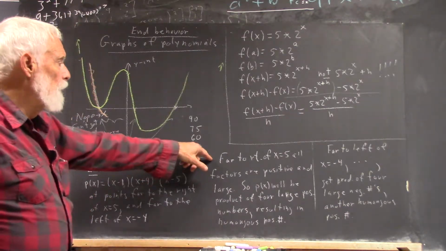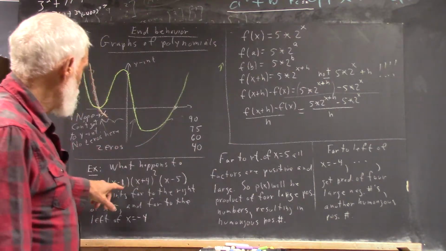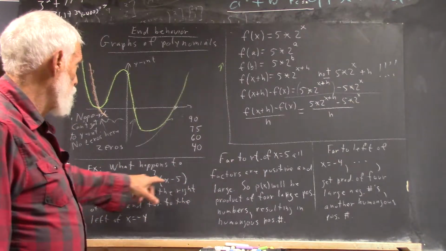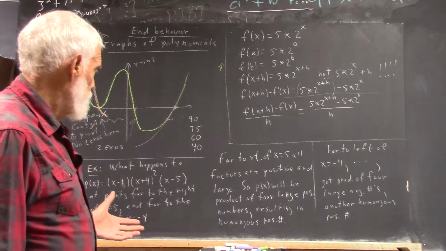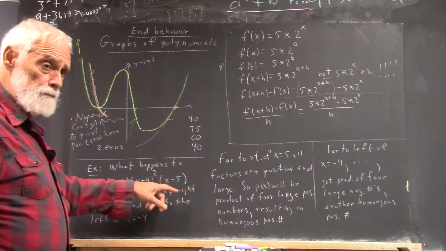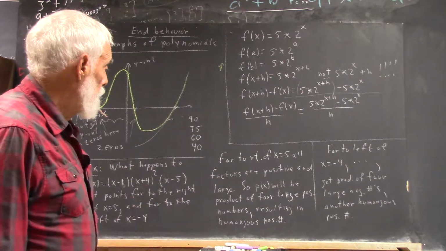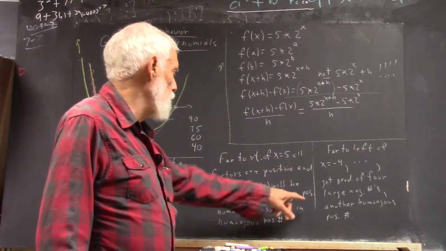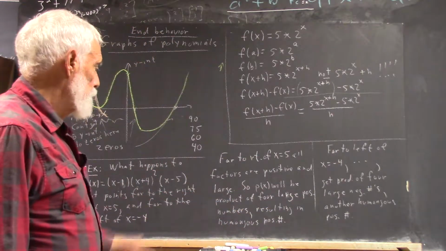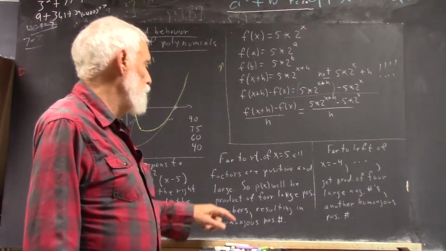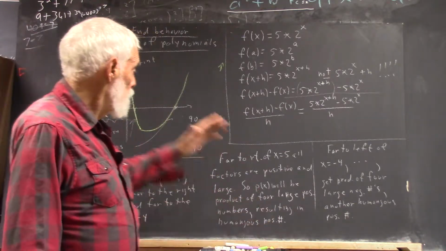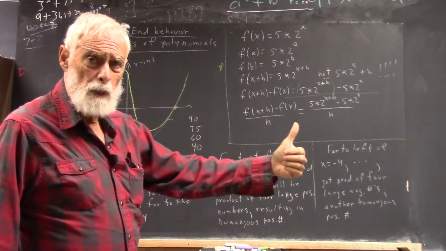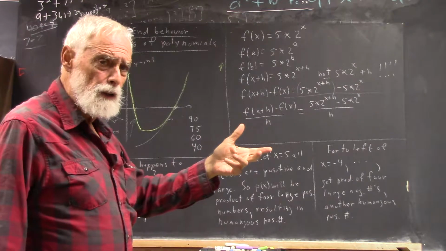we'll make this statement. Far to the right of x equals 5, all these factors are positive, and all are large. Okay, so large, positive factors, because if x is a large number, all these are going to be large. And if they're all positive, that means P of x is a product of 4 large positive numbers. And that's going to result in a humongous positive number. So if I go out to the right some large number, and then I go up some absolutely humongous number, what direction am I going to end up?